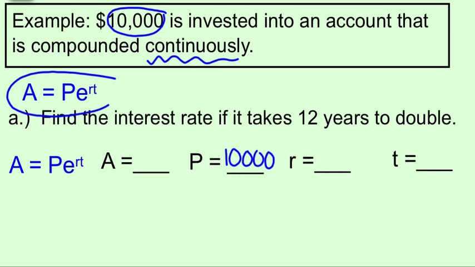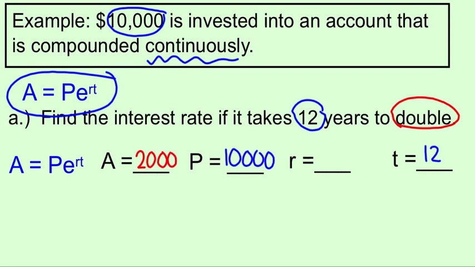So we're going to use the PERT equation. Part A says, find the interest rate if it takes 12 years to double. So our time is 12 years, and we want our money to double. So if we originally have $10,000, at the end we want that money to double. So our end result should be $20,000. 10,000 times 2 is 20,000. Our unknown is the interest rate. That's our R. That's what we're trying to find.